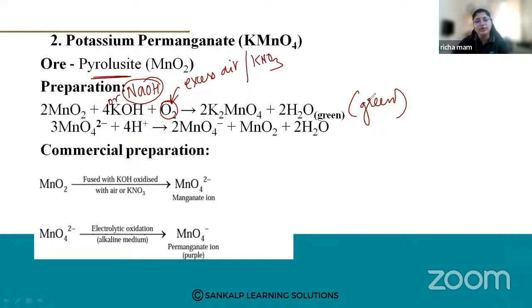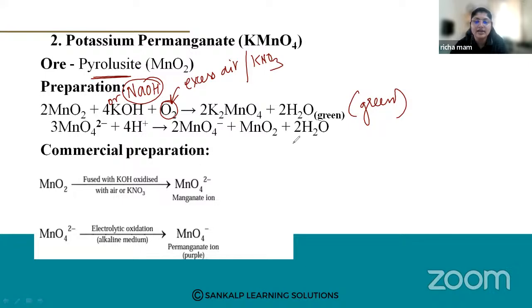So what we are going to do is take pyrolusite, react it with a base like sodium hydroxide or potassium hydroxide, and use an oxidizing agent like potassium nitrate or excess of air. We are going to get a green color solution, which is K2MnO4.